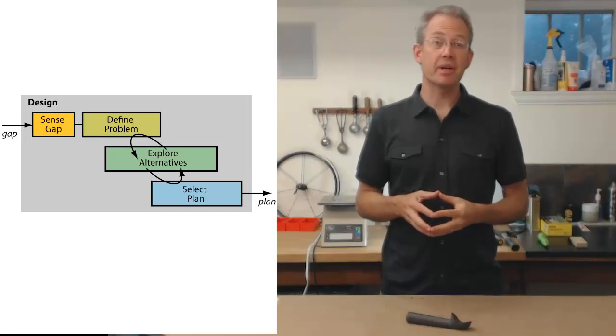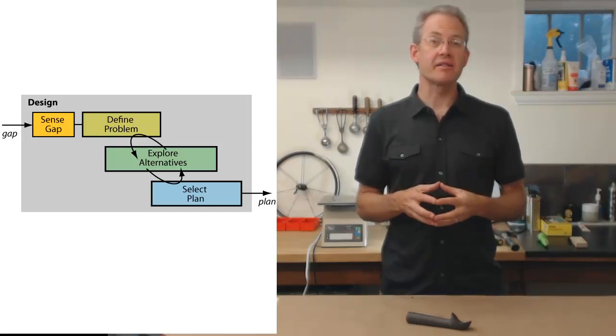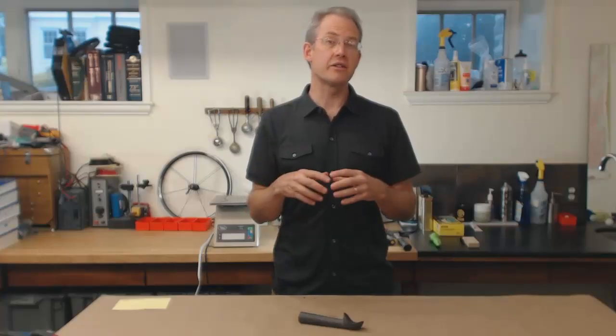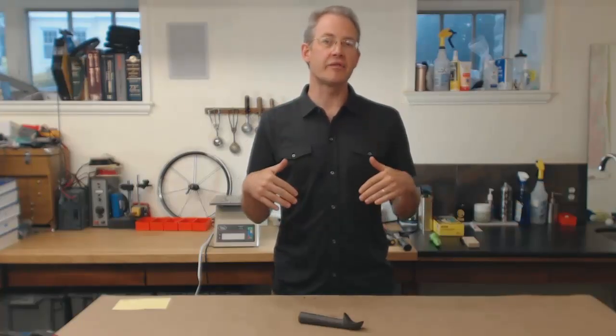After sensing the gap, the first step in the design process is to define the problem. I like to think of problem definition in two parts. First, I like to create a single statement that captures the scope of the gap that you're trying to address. And then I like to develop a more detailed set of user needs that relate to the problem.